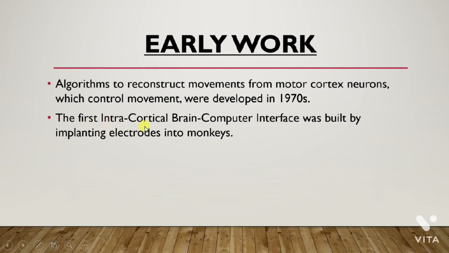The first intracortical brain-computer interface was built by implementing electrodes into monkeys. So any research is not done directly onto a man. First it is tested on to some animals. So this interface was tested with the help of monkeys.